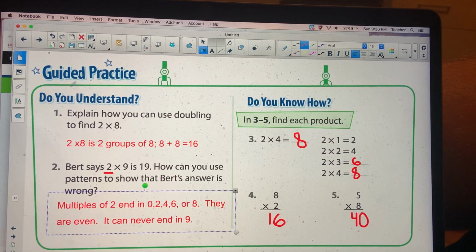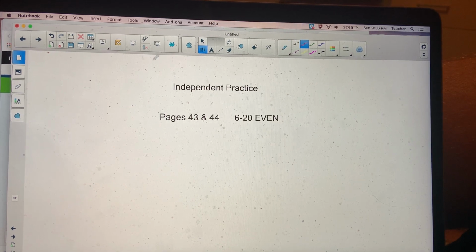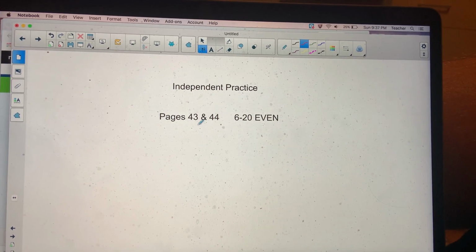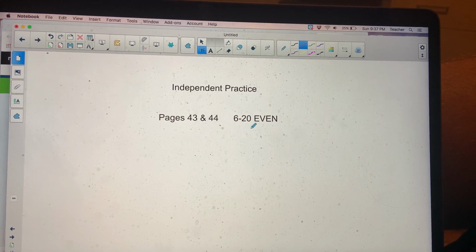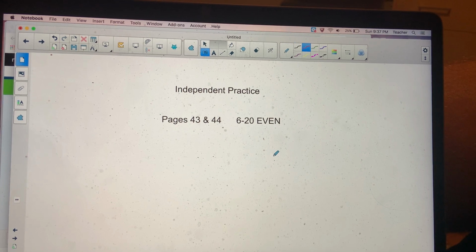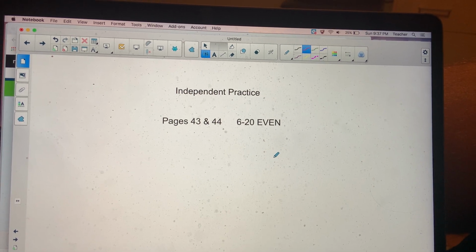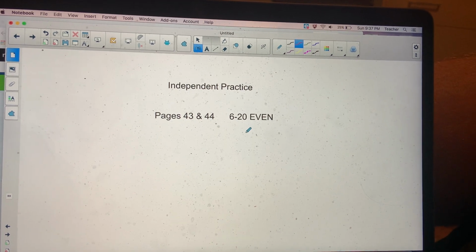So what I want you to do for the rest of the time on math, try the independent practice. Continue on 43 and 44. Do 6 through 20 even, all right? So problems 6, 8, 10, 12, 14, 16, 18, and 20. Get those done. We'll go over them tomorrow, okay?